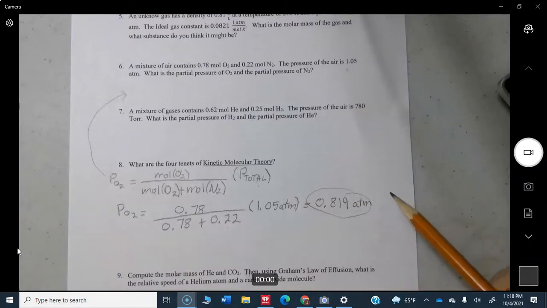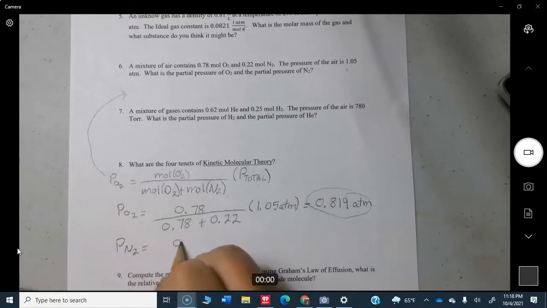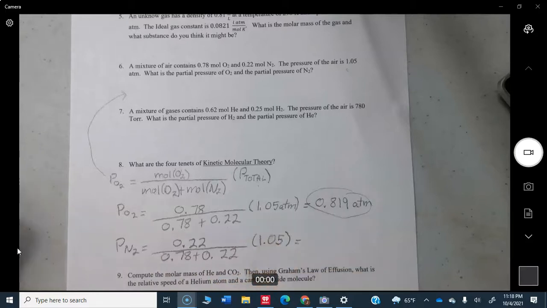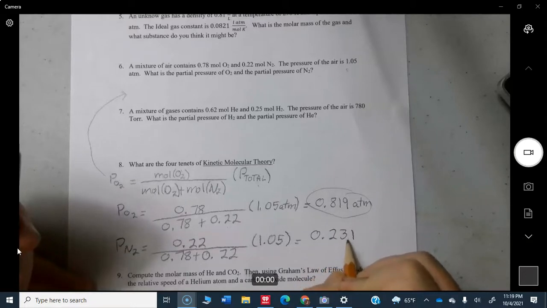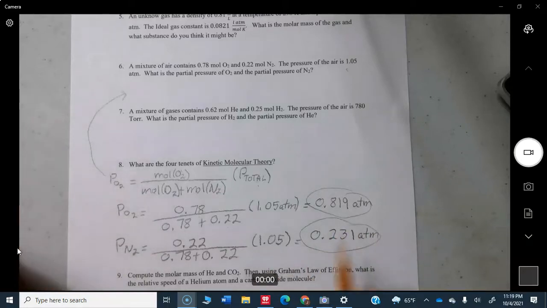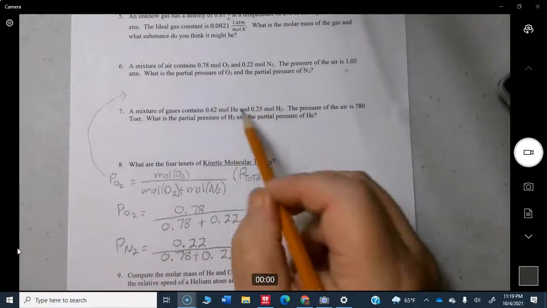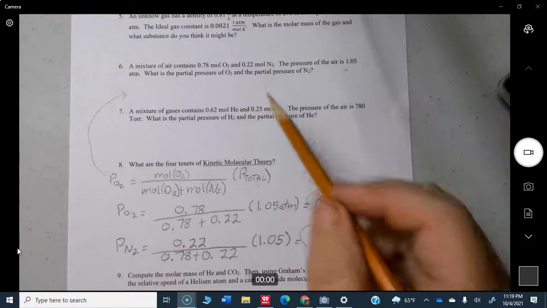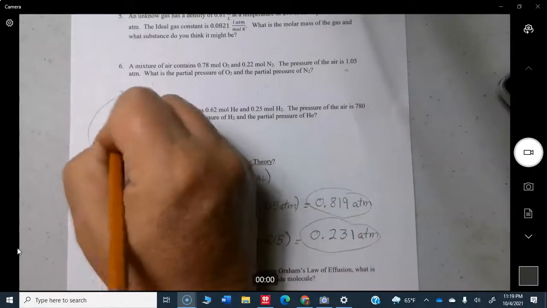from the oxygen. For the nitrogen, all you do is replace that with the 0.22, and that gives us 0.231 atmospheres, and that's for nitrogen. And if you add those two together, it's going to give you the 1.05. So that's how you do this one. And again, as you saw, I needed more space. Maybe you want to do that on a separate piece of paper. This one's exactly the same, so I'm going to leave that for you to do.